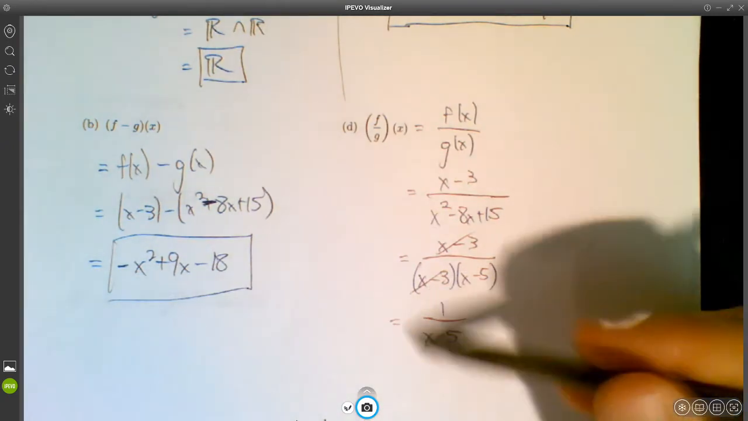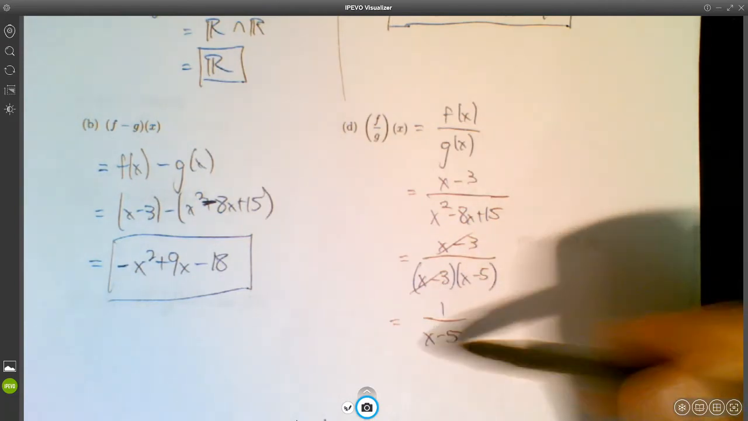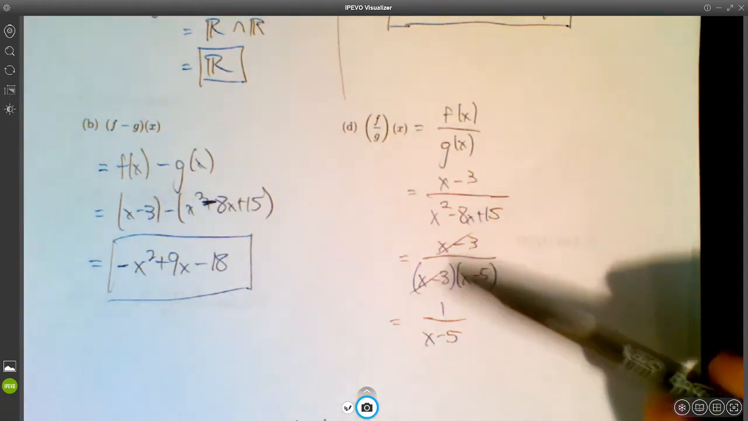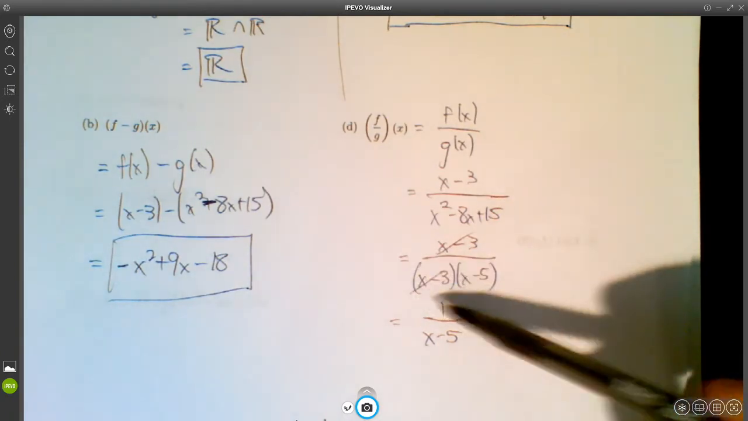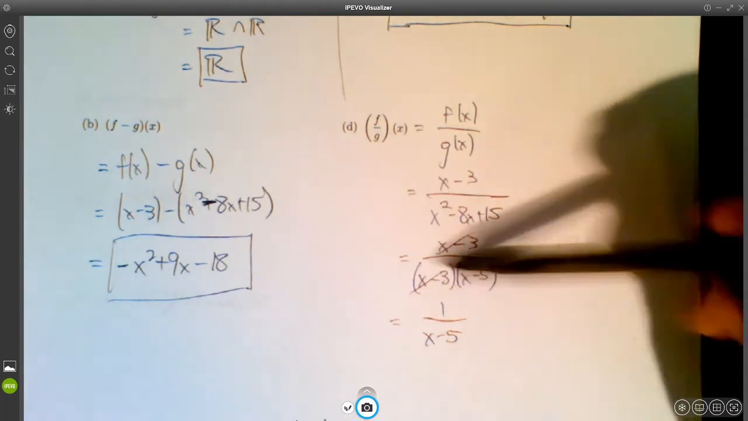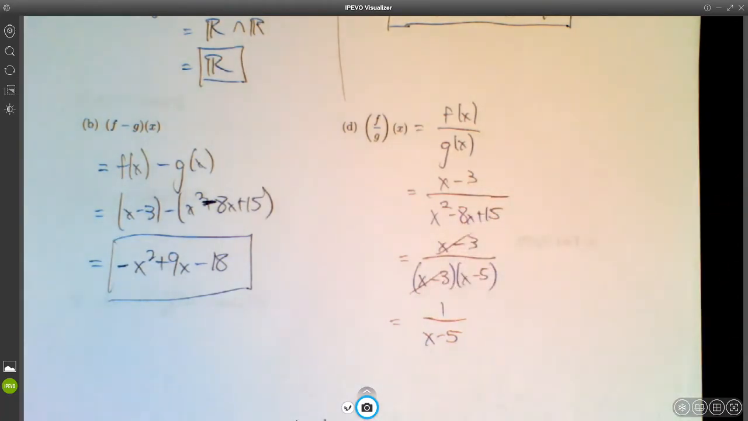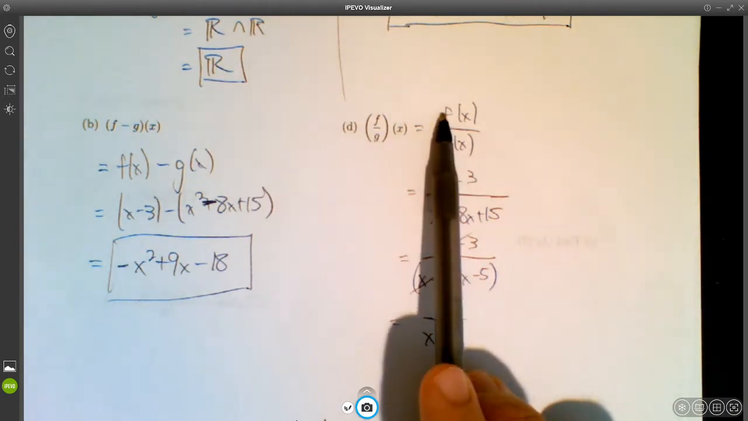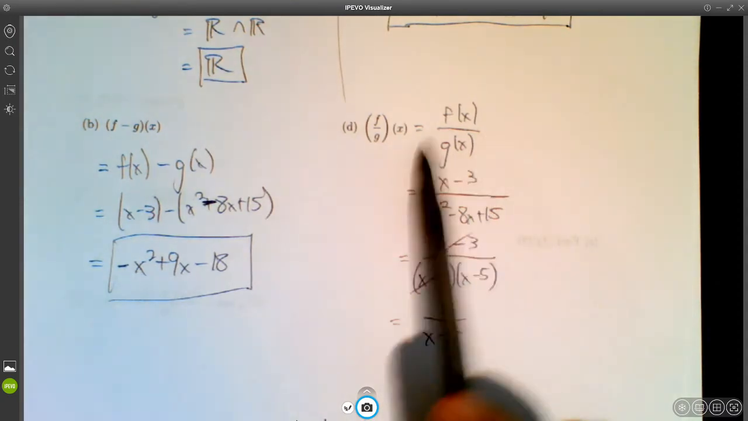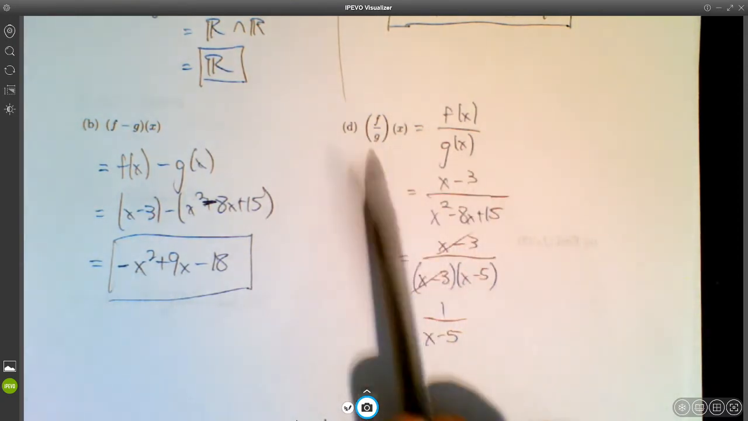Clearly, for example, x can't be 5, because if x is 5, you're going to get 1 over 0, which is undefined, right? So x can't be 5. But x also can't be 3, because if you go one step previous, if you're just looking at f of x over g of x, when x is 3, you also get something undefined. You get 0 over 0, which is also undefined. So you can't just find f of x over g of x, simplify, and then find the domain of the simplified version of the function. You have to use the original g of x to find the domain of f over g, right?